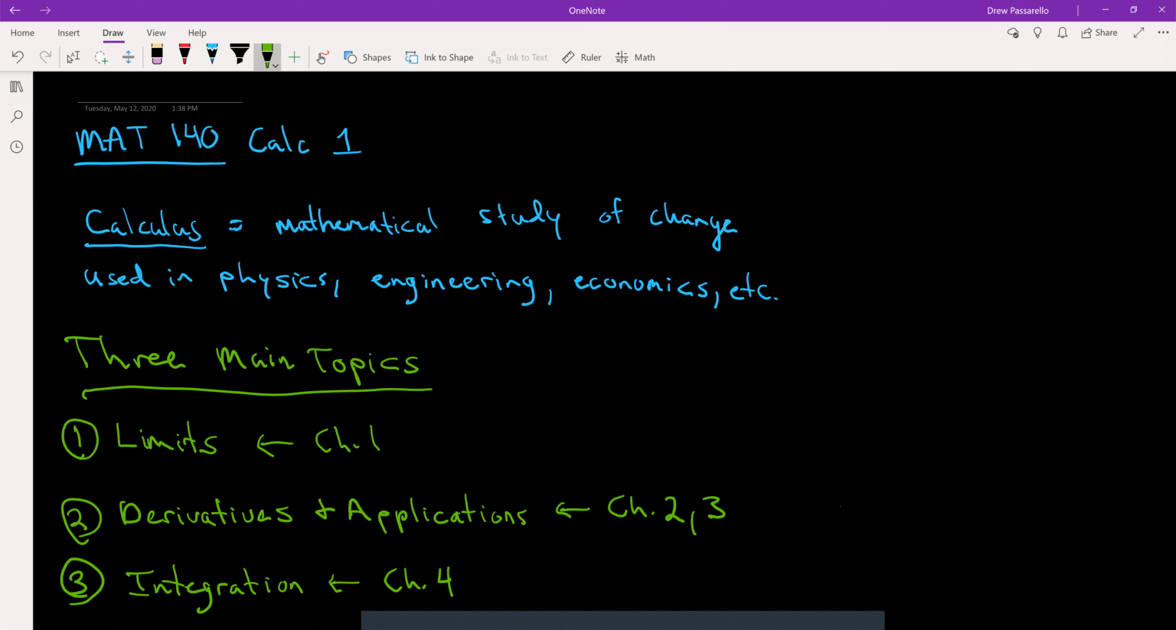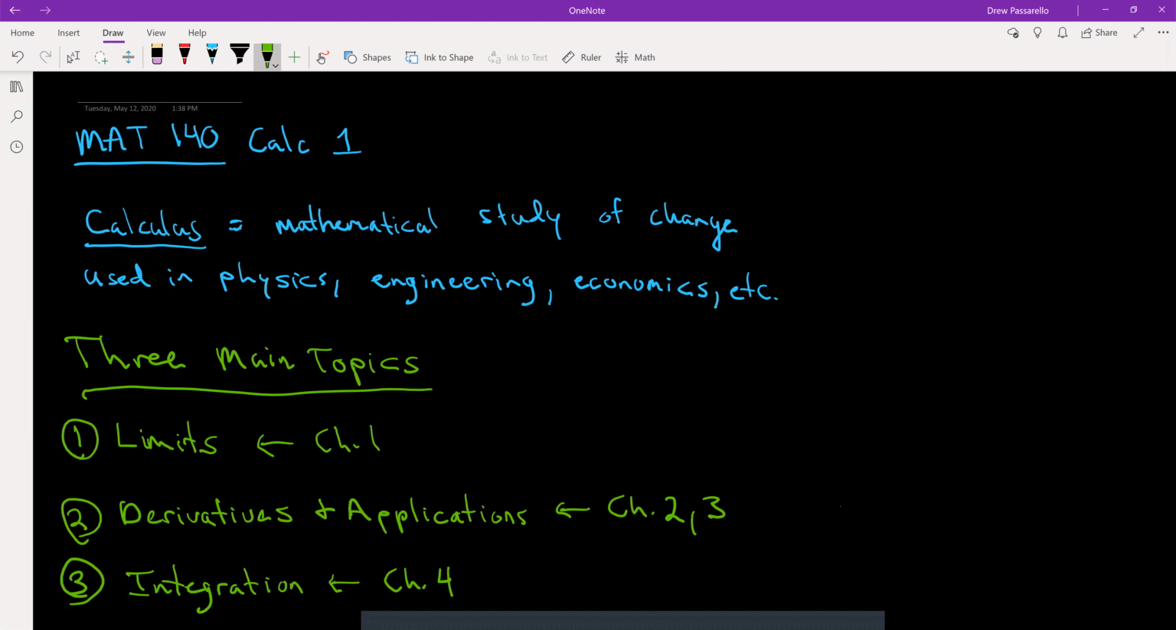In some areas, as far as where it's applied, it's very much applied in physics, engineering, and economics, etc. Especially physics, because that's kind of where calculus derived, basically from Newton trying to study gravity, and he discovered calculus as a way of being able to describe how gravity works.